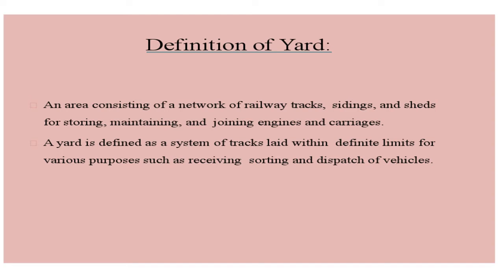Sidings means a short track at the side of the main railway line where the trains go when they are not being used. So there are certain definite limits for various purposes such as receiving, sorting and dispatch of vehicles. So that complete area is defined as yard.